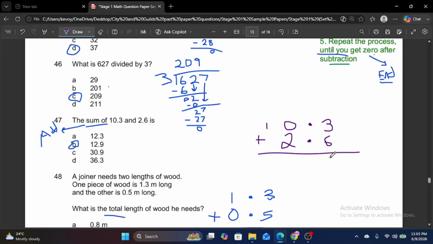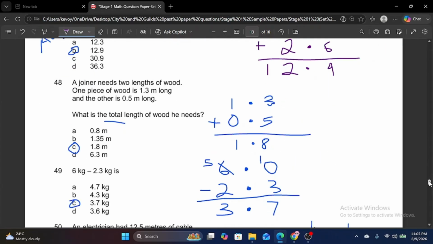So that's gonna be 12.9. And do you see the way my digits line up properly, neatly, organized? So try it like that. So that's gonna be 12.9.